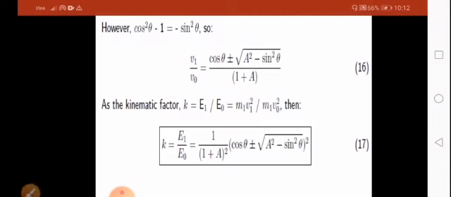That is how it is obtained here in the final equation, equation number 17. K is equal to E1 divided by E0 and is obtained by squaring equation number 16, and it is obtained as 1 by 1 plus a the whole square into cos theta plus or minus square root of a square minus sin square theta whole square. Okay, so it is the kinematic factor.